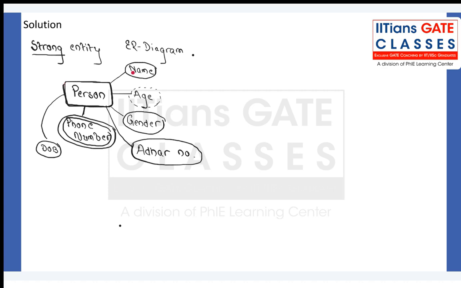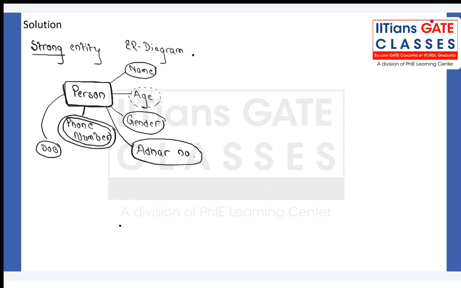He or she has a name. He or she has an age. He or she has a gender. He or she has an Aadhaar number. He or she has a phone number. He or she has a date of birth, right? All of these are different features, and features are represented using ellipses. You can see all these are ellipses, right? Name, age, gender, Aadhaar number, all these are ellipses. Person is an entity, while the features that a person has are different attributes.